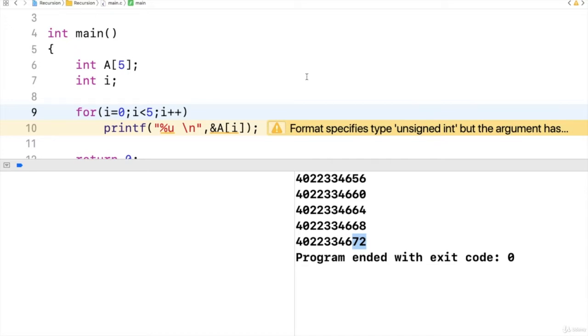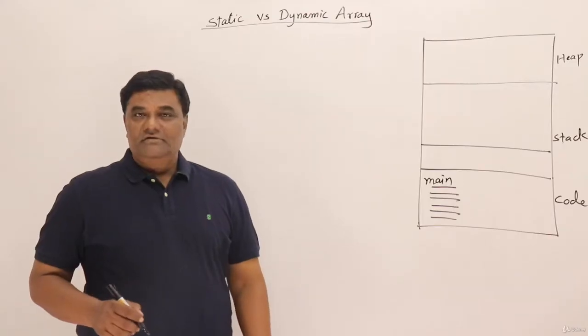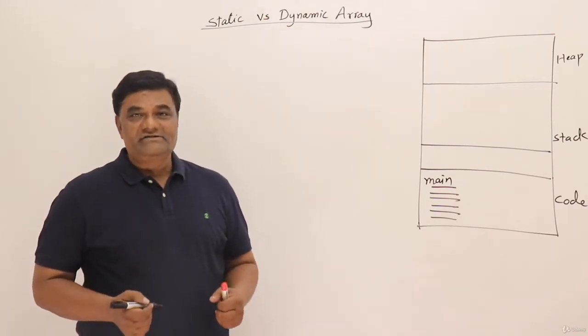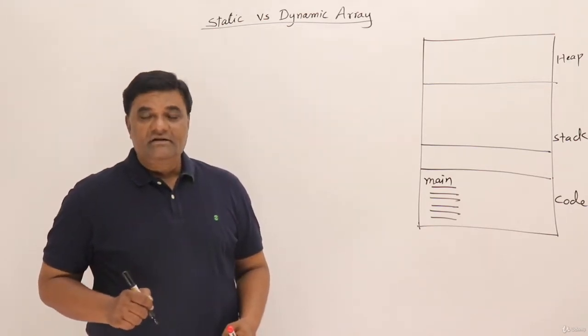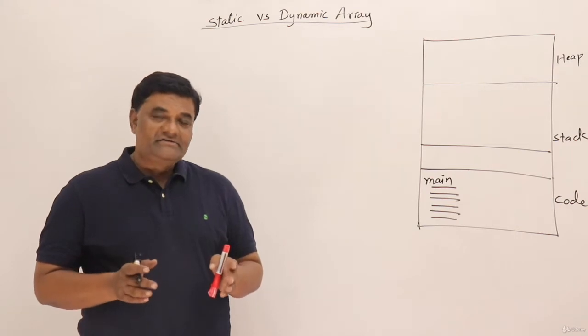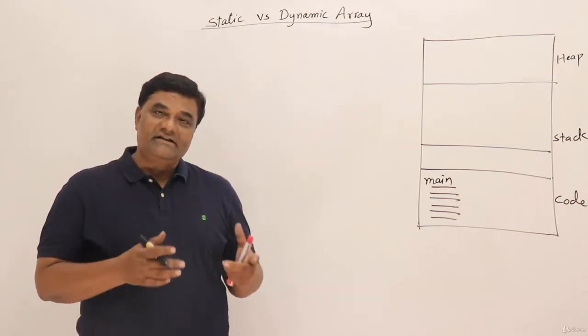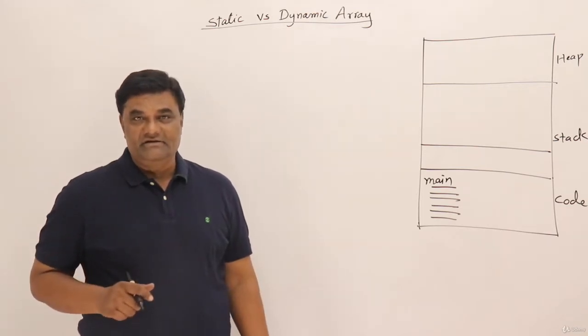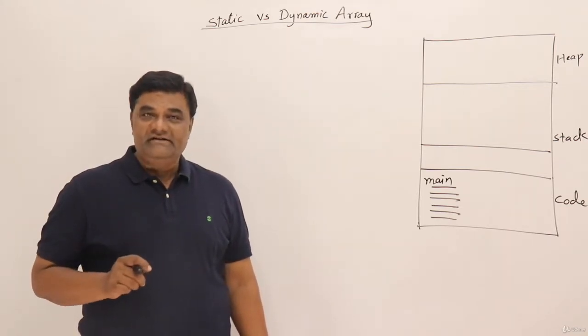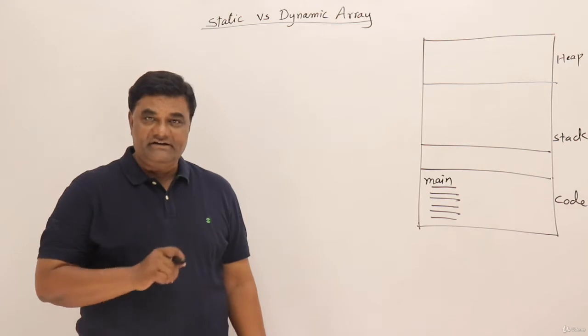So that's all in this video. We have seen how we can declare and initialize arrays. Now let us look at static versus dynamic arrays. Static array means the size of the array is static, and in a dynamic array, the size of the array is dynamic. See, once an array is created, its size cannot be modified.